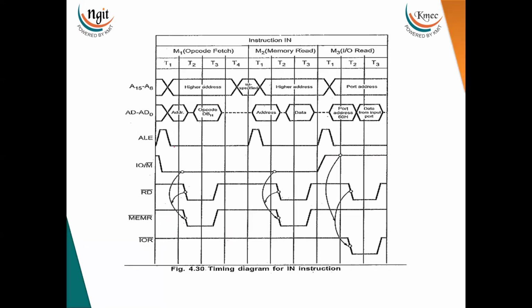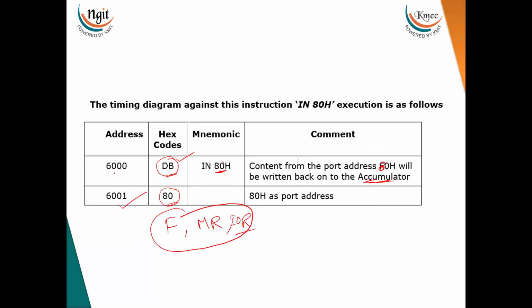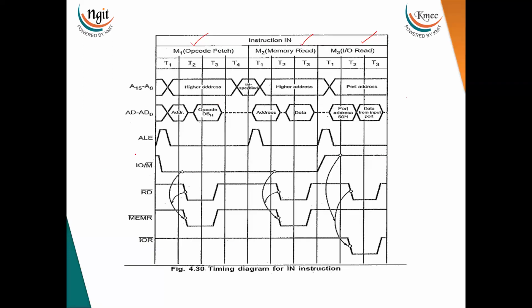Now this is the timing diagram for the IN instruction. The first machine cycle is opcode fetch, the next one is a memory read, and the last one is an IO read. If you combine all these three machine cycles together, this is the timing diagram for the IN instruction. Now if you see, the first opcode is placed at 6000, so 60 and 00 are loaded. The first address is given, and when ALE is high, the lower order bus acts as the address bus. At this time we are accessing the memory.